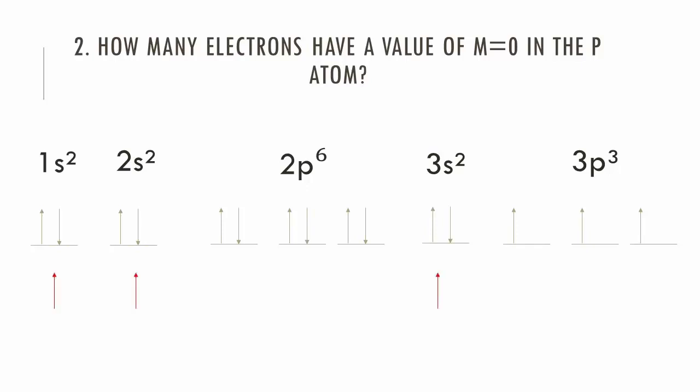All the s orbitals automatically have an m value of 0. In the p orbitals, when they're full, 2 electrons have an m value of 0. The 3p3 orbital only has 1 electron with m equals 0, and this gives us a total of 9 electrons with m equals 0.